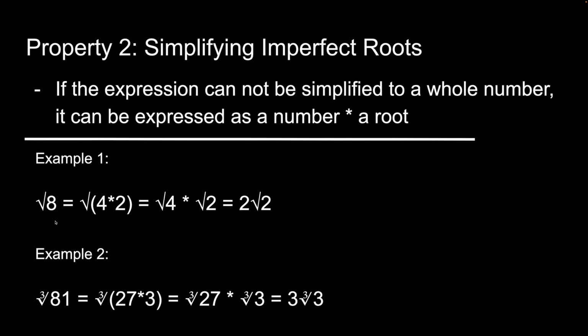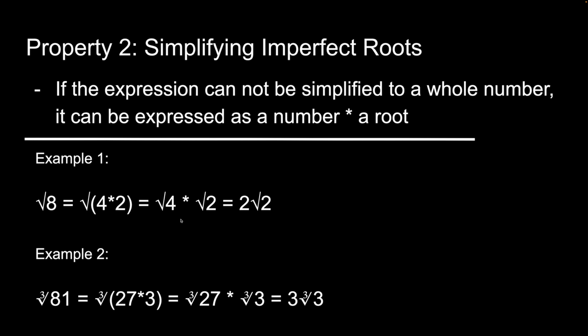In order to solve things like this, we can use a property that roots have. Firstly, let's rewrite 8 as 4 times 2. Now that we have this, we can say that this is equal to the square root of 4 times 2, which is equal to the square root of 4 times the square root of 2, which is just a property that roots have. They can be split up if there are 2 values separated by multiplication.